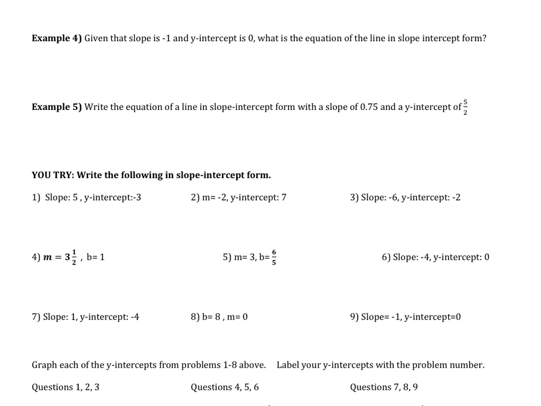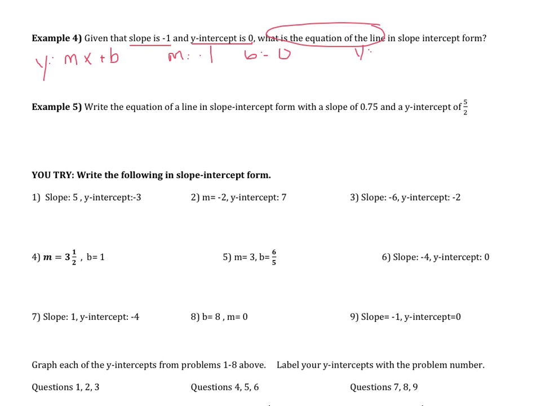Okay, so next example, it says given a slope of negative 1 and a y-intercept of 0, what is the equation of a line? So I know my equation is y equals mx plus b. It says a slope of negative 1, so my slope is negative 1. A y-intercept of 0, so my b is 0. So I'm going to write up my equation.